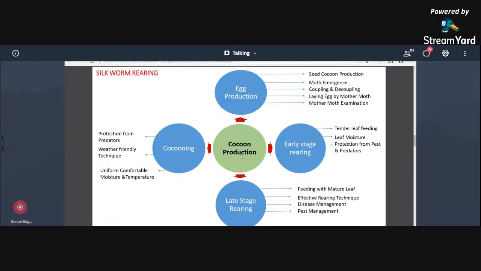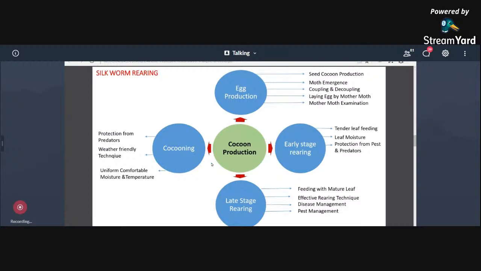Other food plants are secondary food plants. So by rearing with those secondary food plants, the egg production is not so beneficial. The mother moth emergence, coupling and decoupling, laying eggs by the mother moth, and mother moth examination. These activities are very scientific, and our people cannot adopt these activities because infrastructure and high technical skill are required. So our voluntary organizations or other organizations can adopt these things to produce disease-free iri eggs for distribution to the end user, that means to the rearers.